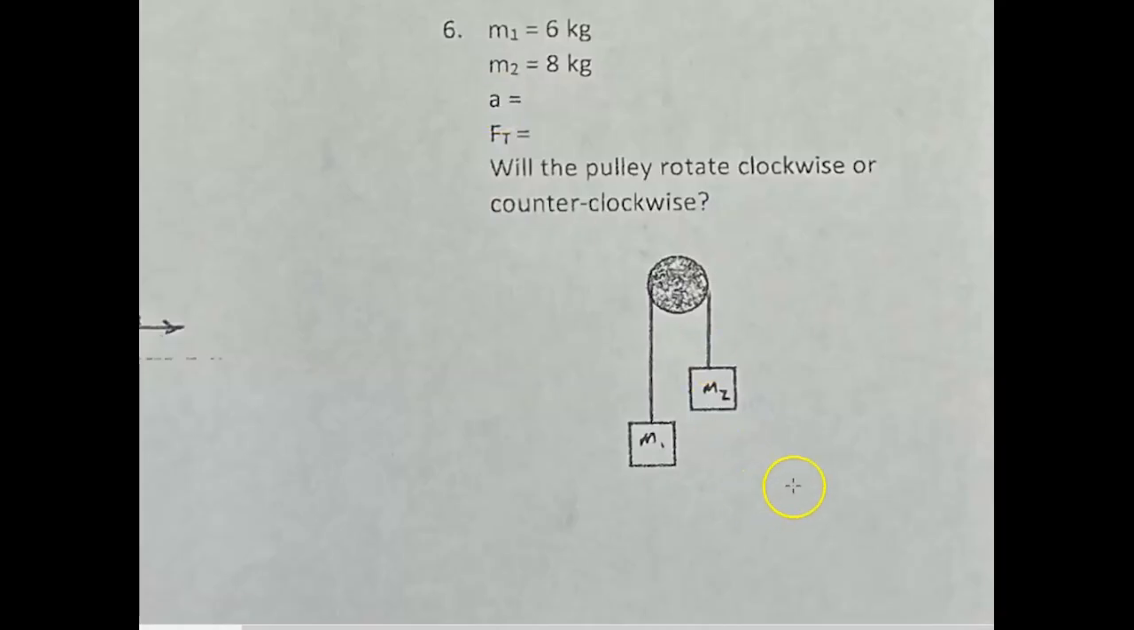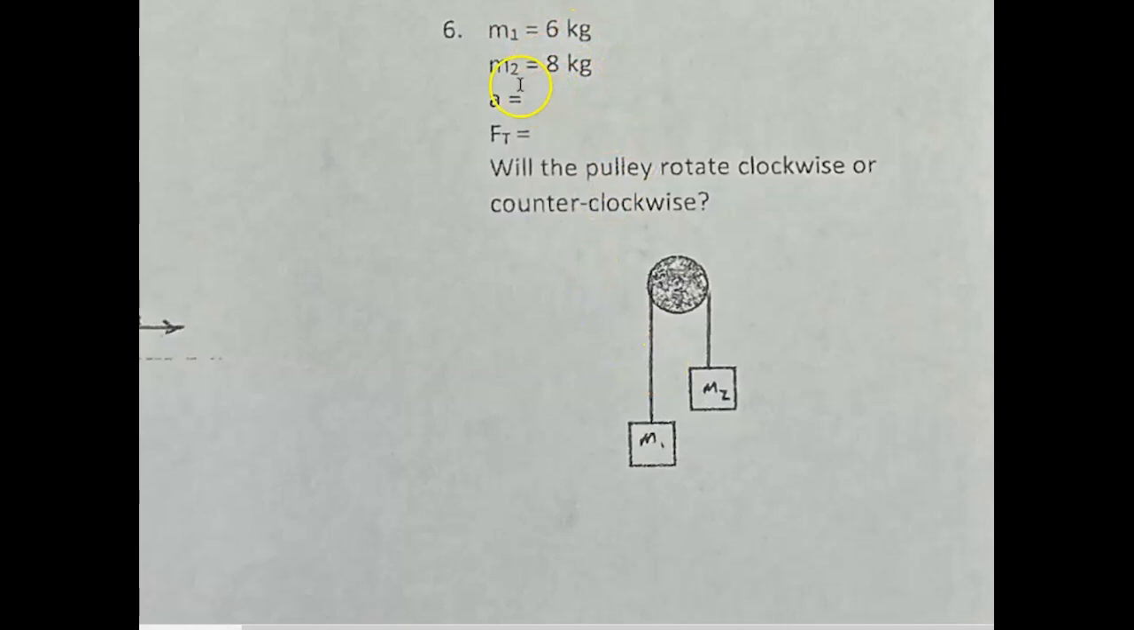Number 6, this setup is called an Atwood's machine, and we have 2 blocks hanging over a pulley. So the tension in the string is the same on both sides because the pulley is just changing the direction of that tension. And the net force will be the difference of the 2 weights because they pull in opposite directions. So they are fighting against one another. So the difference of those 2 weights will be our net force.